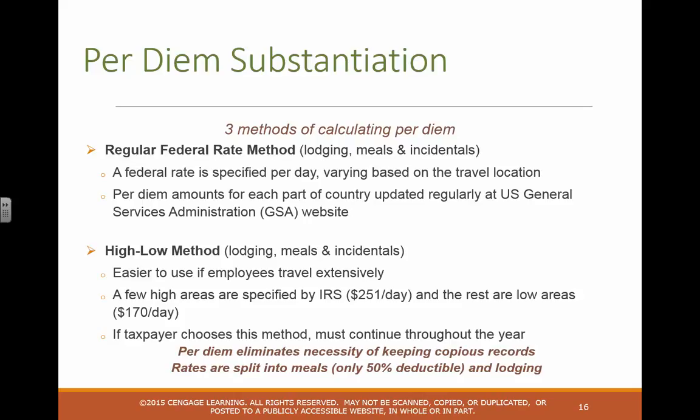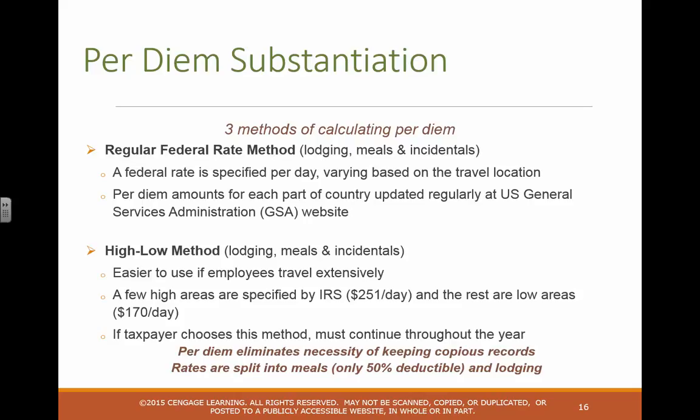The high-low method basically says everything in the country is specified as a low area, and they're given a rate of $170 a day. So if I go to Spokane, it's $170. If I go to Ellensburg, it's $170. If I go to Rexburg, it's $170. But if I go to Salt Lake or Denver or Seattle, it's specified as a high area. Everything's considered low unless it's on a list of high.